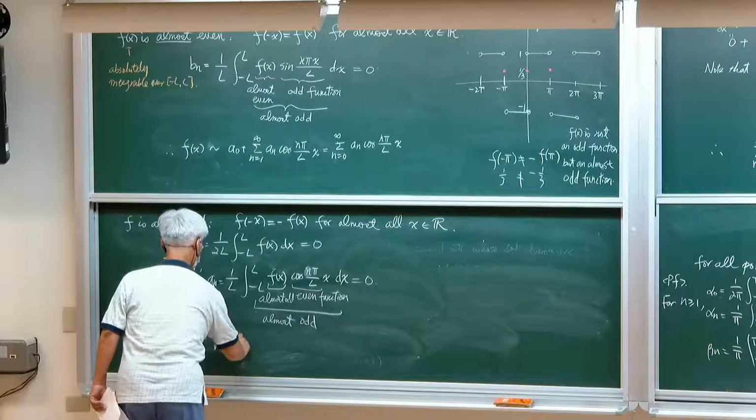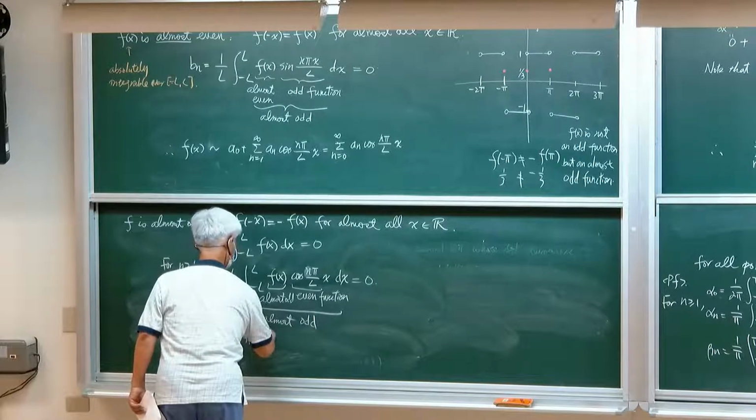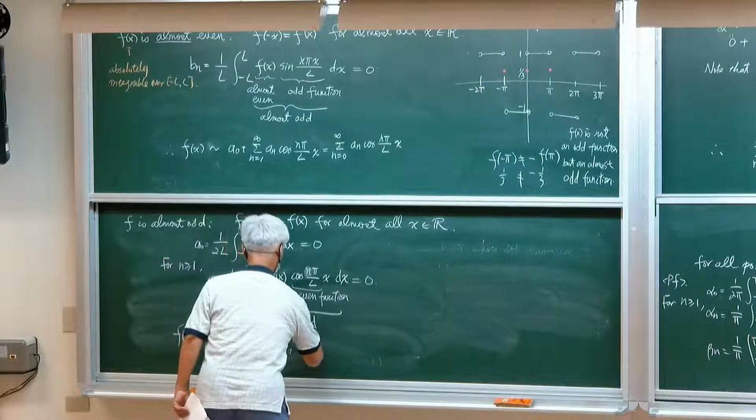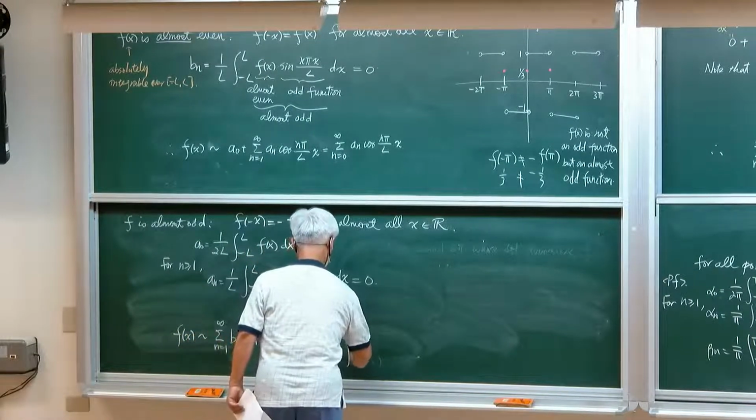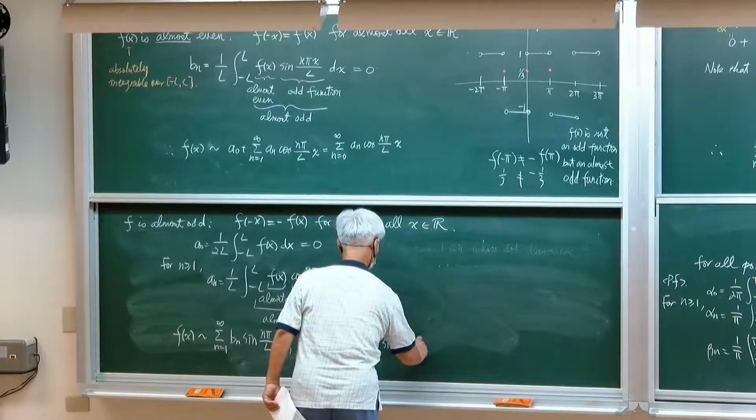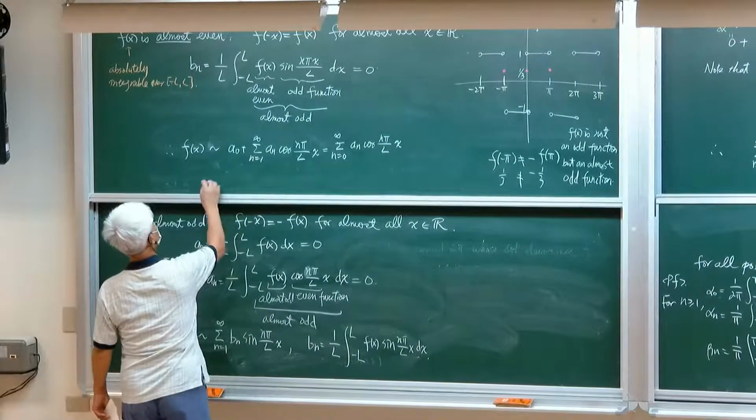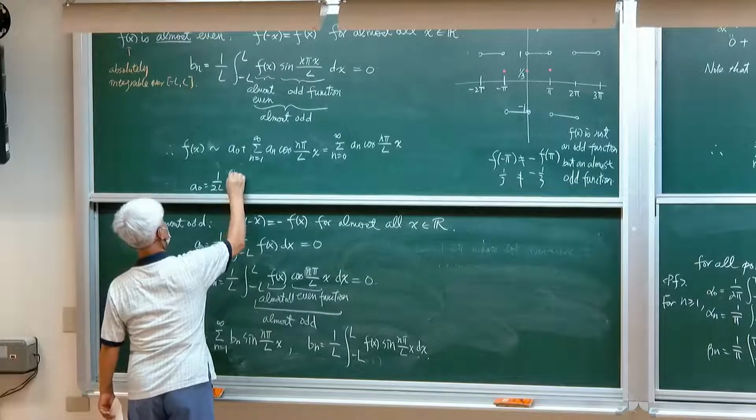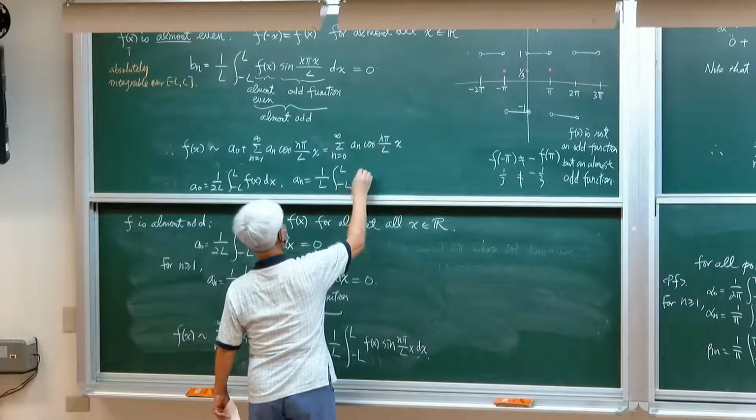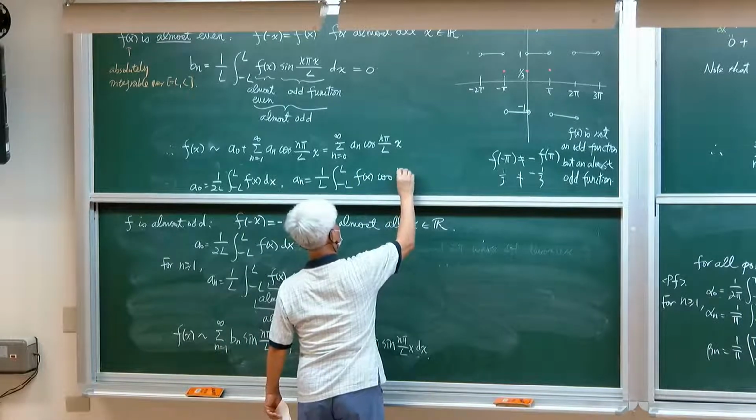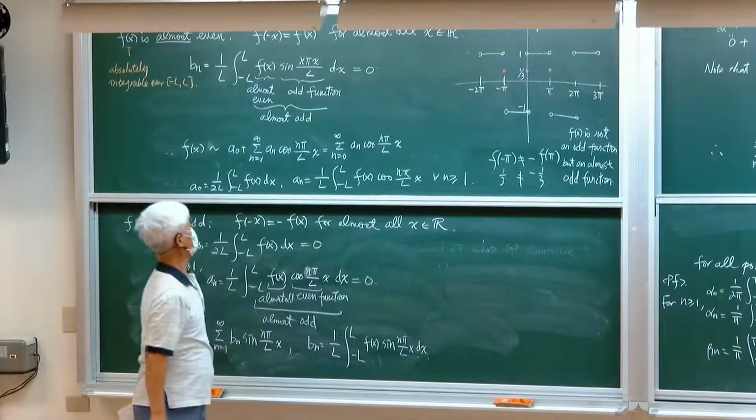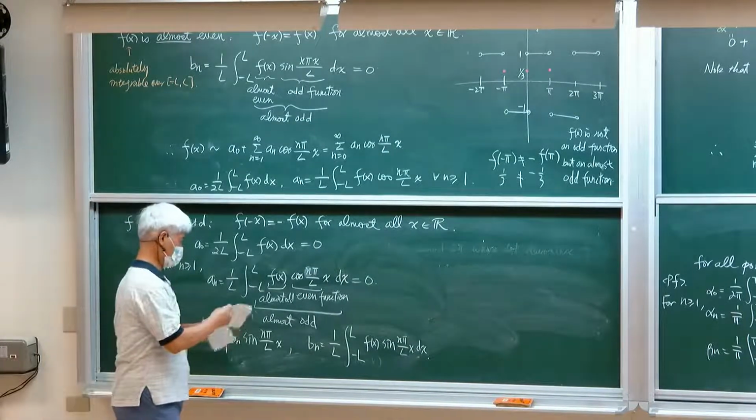And so in this case we have only the sine function. So we have only sine function here, and bn is the integral of f of x sine n pi x over L. Of course here a0 and the an vanish. So there are these two cases we have.